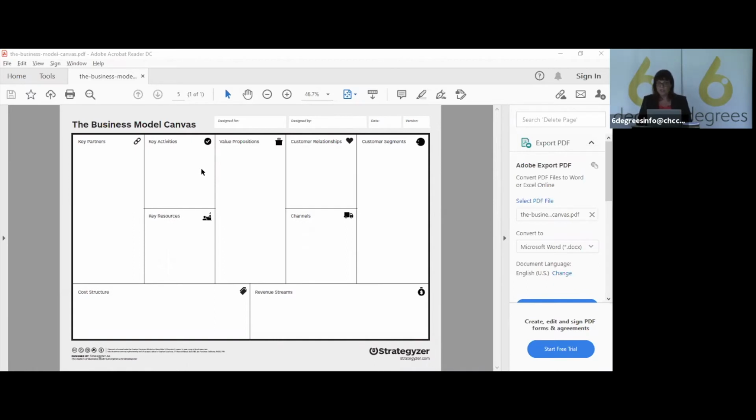Okay, key resources just underneath. So that's looking at what are the resources that you're going to need to operate this business.